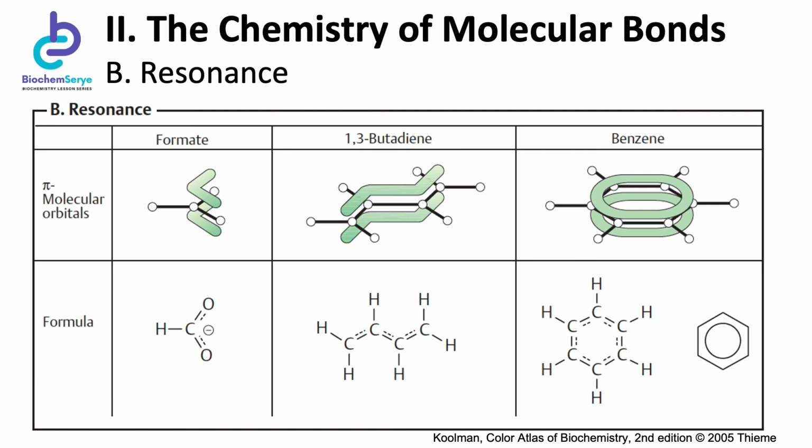Resonance-stabilized systems include carboxylate groups, as in formate, aliphatic hydrocarbons with conjugated double bonds, such as 1,3-butadiene, and the systems known as aromatic ring systems. The best known aromatic compound is benzene, which has 6 delocalized pi electrons in its ring. Extended resonance systems with 10 or more pi electrons absorb light within the visible spectrum and are therefore colored. This group includes the aliphatic carotenoids, for example, as well as the heme group, in which 18 pi electrons occupy an extended molecular orbital.